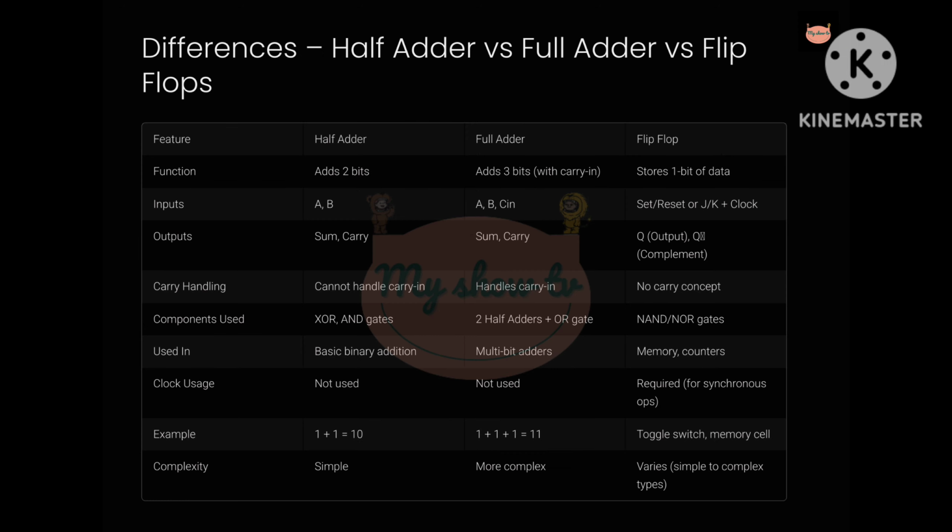Slide 6. Differences: half adder vs full adder vs flip-flops. 1. Function: half adder adds 2 binary bits. Full adder adds 2 bits and 1 carry in. Flip-flop stores 1 bit of data. 2. Inputs: half adder takes A and B. Full adder takes A, B, and C in. Flip-flop takes set, reset or J, K with clock.